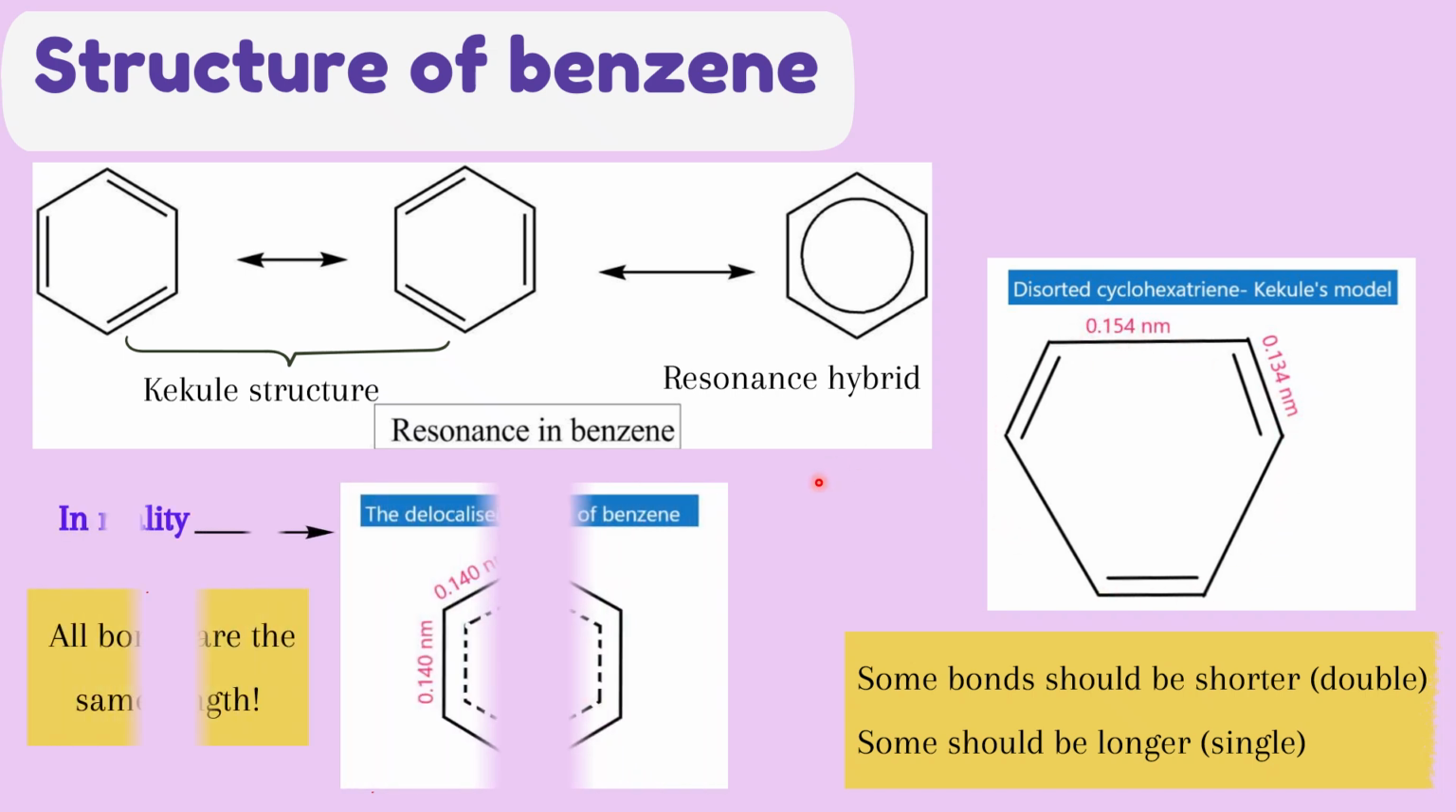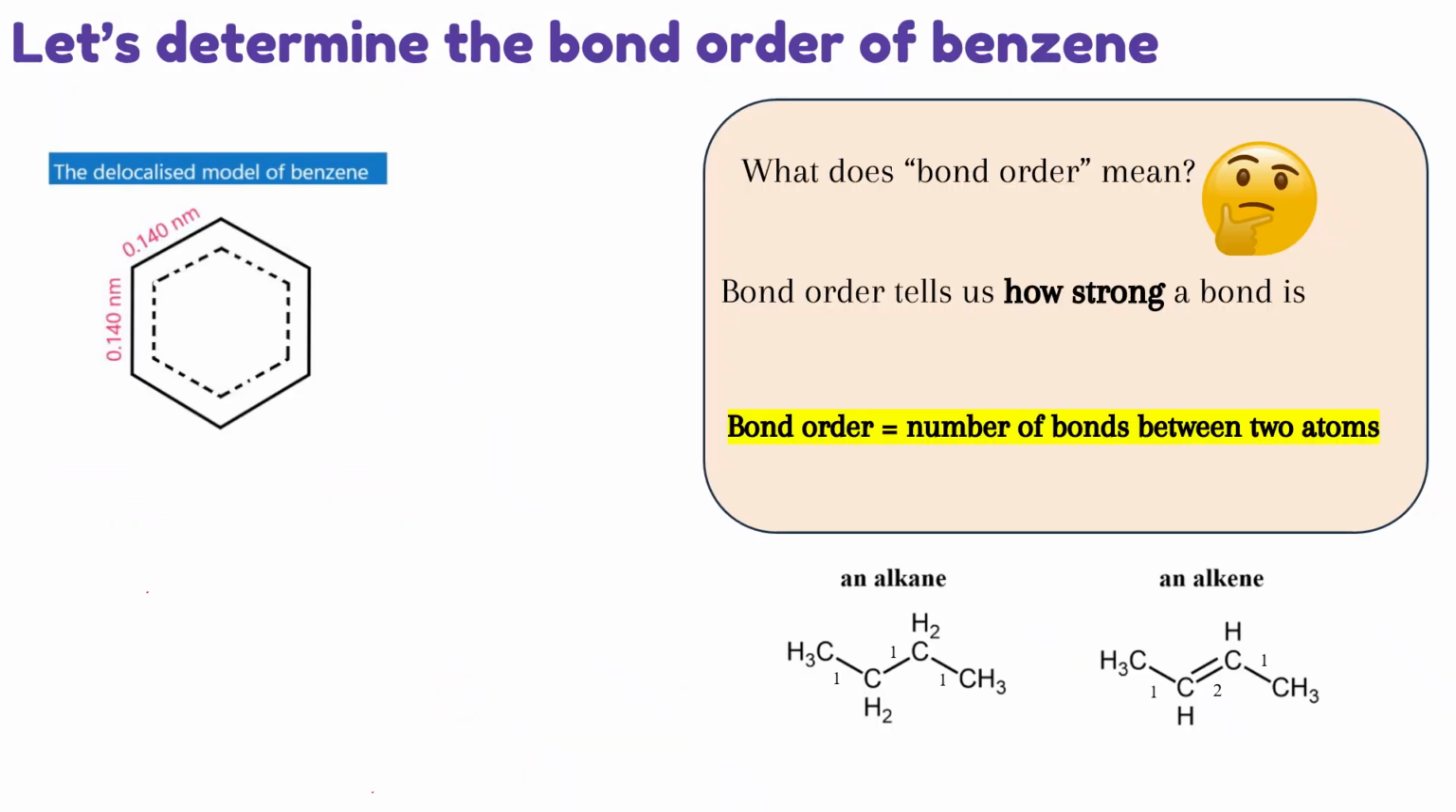But in reality, scientists have come to this conclusion after performing a lot of experiments. They have concluded that all the bonds in the benzene ring are of the same length. Now, in order to confirm this, we can also determine the bond order, which will also confirm whether all bonds are of equal length or not. Now, let us determine the bond order in case of benzene ring.